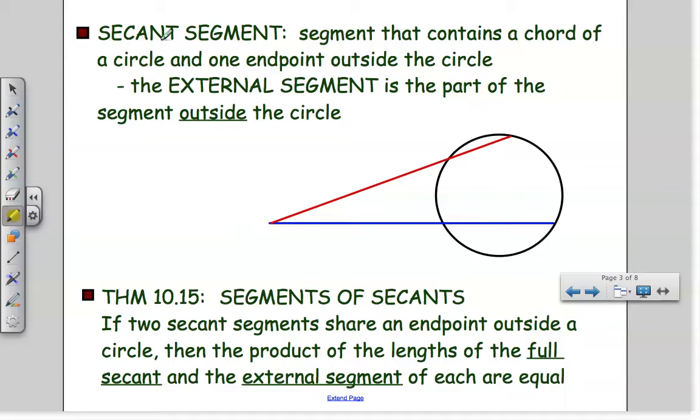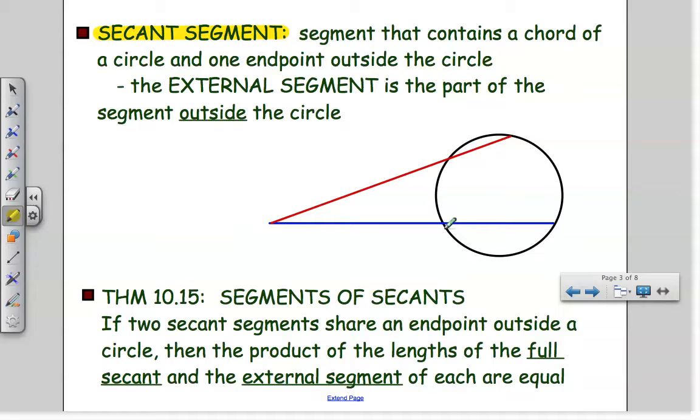A little vocab term here. What is a secant segment? Now, you know a secant is a line that goes through a circle and hits at 2 points. A secant segment is just not a line that goes on forever. So it's a segment that contains a chord, like this red one is a secant segment, because it does go through the circle, but only on one side. It contains a chord, which is this part of it, and it goes to an endpoint outside of the circle.